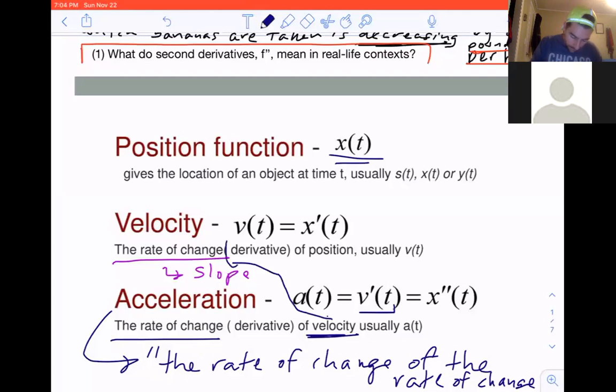Velocity, we're saying, is the rate of change. So if acceleration is the rate of change, again, of velocity, imagine just putting the phrase "the rate of change in velocity." It's literally the rate of change of the rate of change. It's describing how quickly the rate is changing.